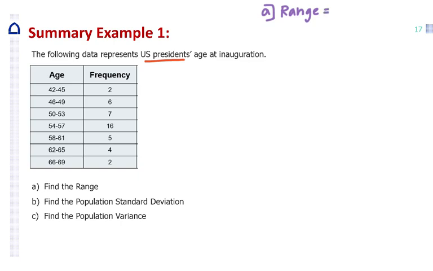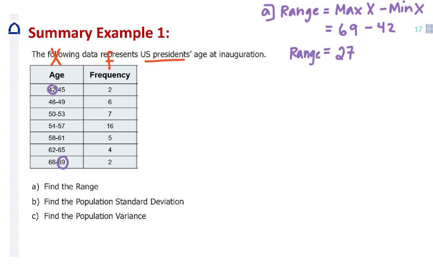And if you remember, the range is just the maximum data point minus the minimum data point, or the biggest data point minus the smallest. Remember, the left-hand column is the data, and the right-hand column is the frequency. So the absolute biggest data point is 69 in this case, and the absolute smallest is 42. And so we can say the range in this case is 27.